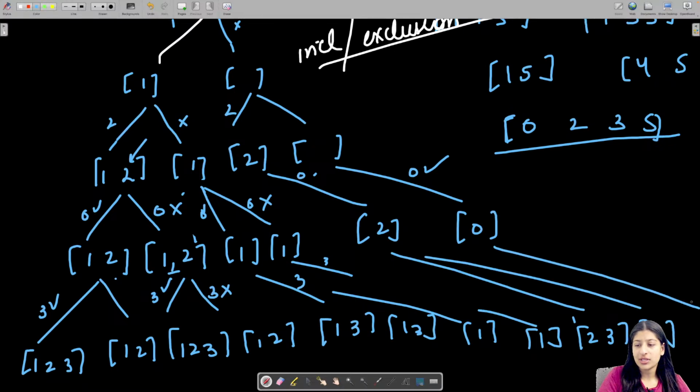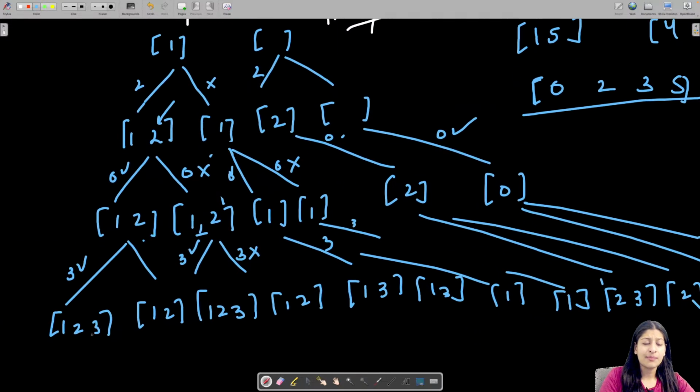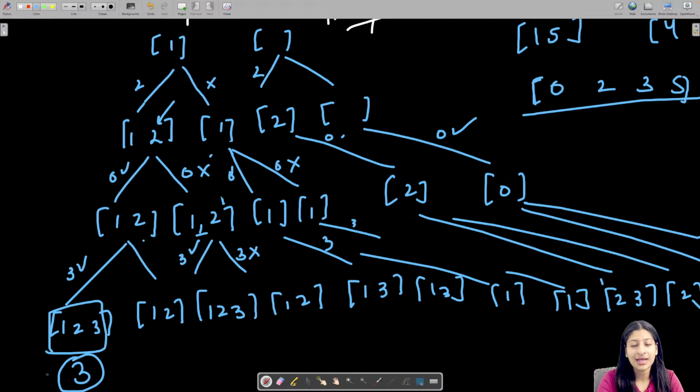Talking about this 0, there are two cases, including and not including. So if I include, I'll get 0, 3, and if I don't include, I'll get 0. So far the maximum length I got is of length 3. So this is what I will return. I'll return the length, right?